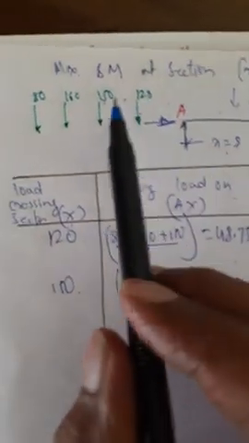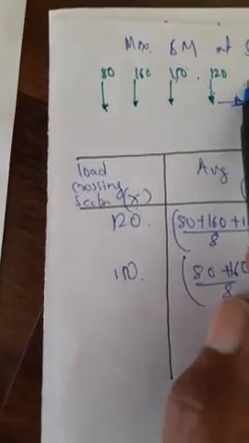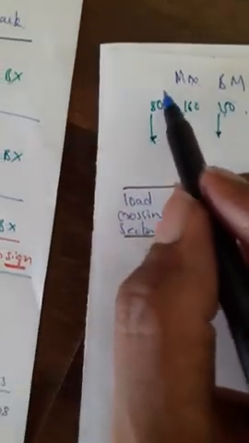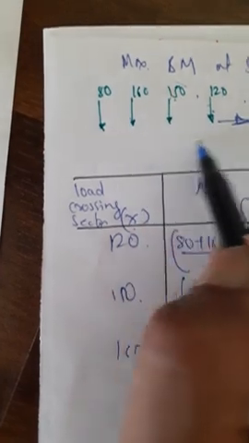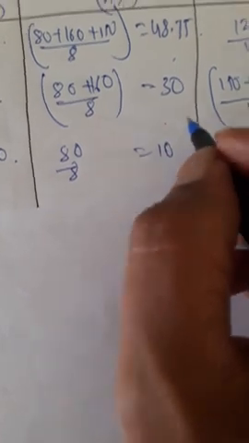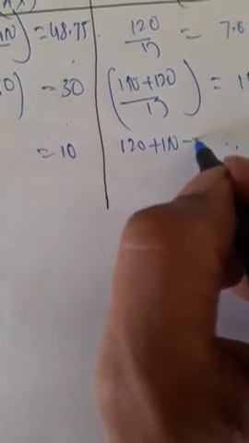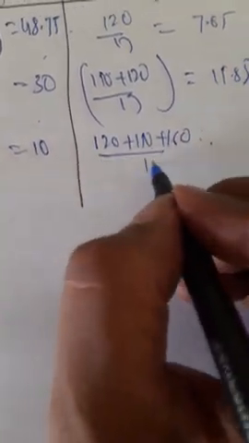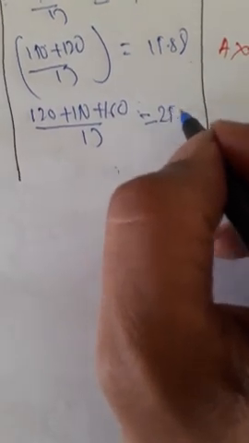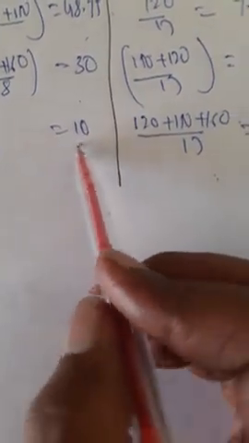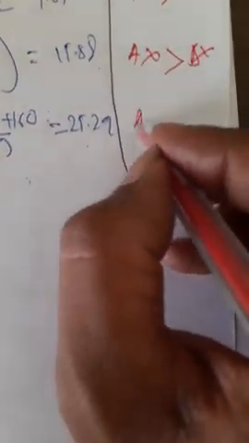Now let me assume the third load has also crossed the required section. So 160 has crossed. So 80 is remaining on AX, and these three loads are on BX. So 80 divided by 8, 10. Average load on BX: 120 plus 150 plus 160 divided by 17. I have the answer 25.29. So what I can conclude here is AX is less than BX.